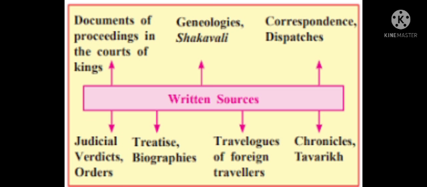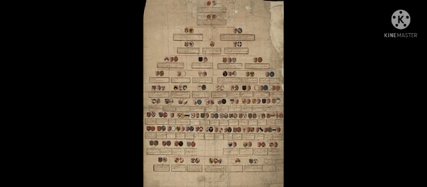Written sources also include documents of proceedings in the courts of kings. Documents of proceedings in the courts of kings is a complete written record of what is said or done during a meeting. Genealogies and Shakavali. Genealogies is the study of family history and Shakavali is a record of events with dates.